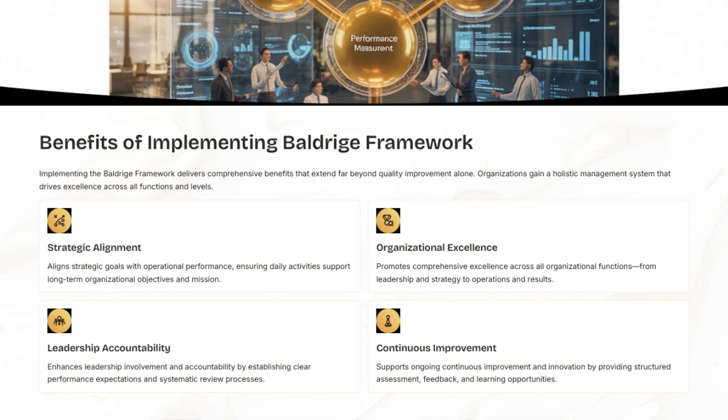Now, implementing the Baldrige framework offers big benefits. It provides a holistic management system that drives excellence not just in quality, but across every part of the organization. It's a comprehensive approach that helps organizations become more efficient, effective, and resilient, taking their performance to the next level.